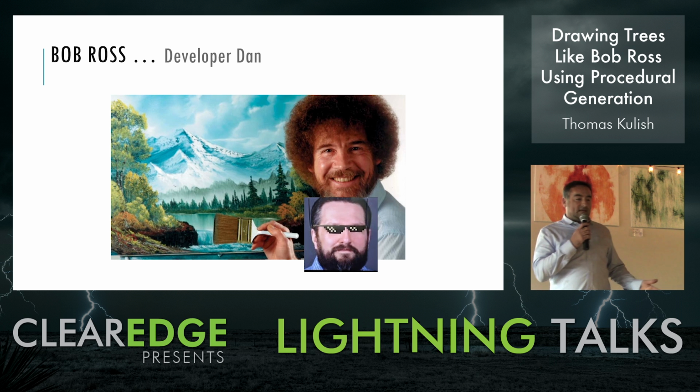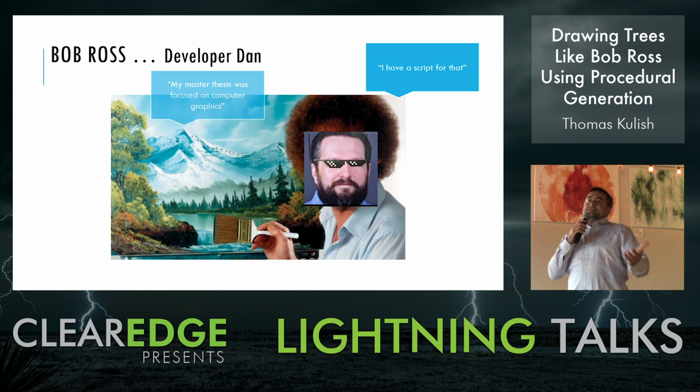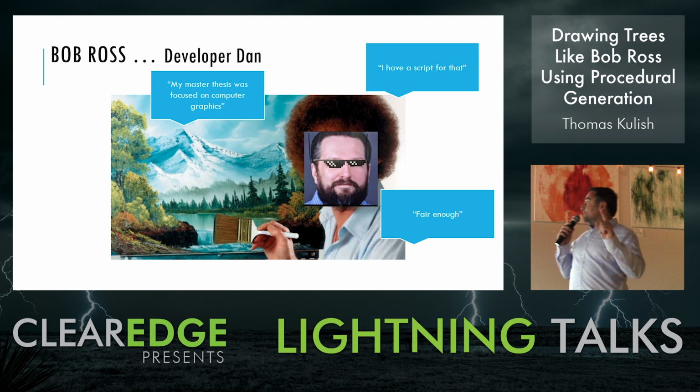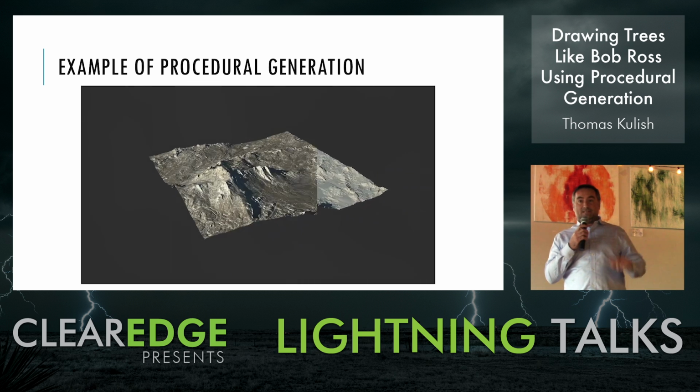So what happens if Bob Ross turned into developer Dan? What would happen? Dan would say, I have a script for that. And I said, my master's thesis was focused on computer graphics. And then he'd be like, that's fair enough. So let's see how developer Dan would make trees.